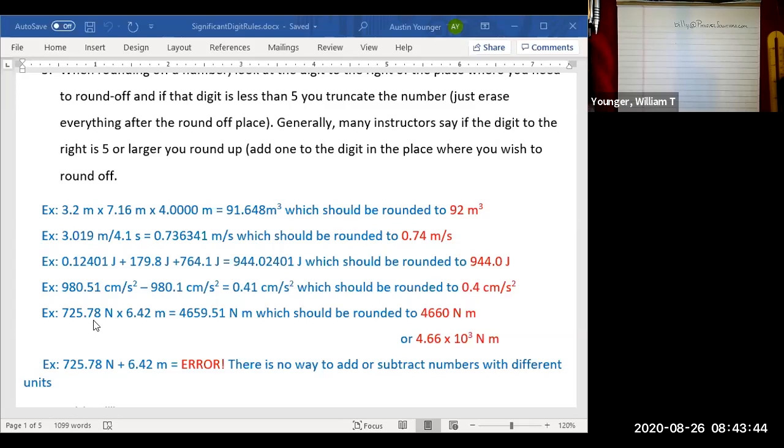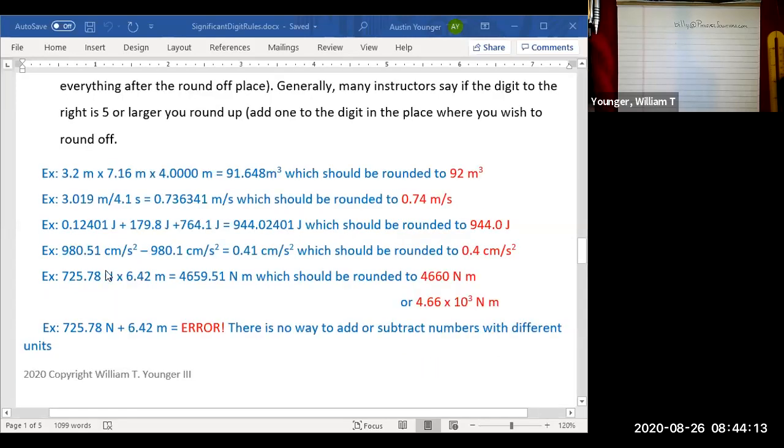Here's 725.78 newtons times 6.42 meters. I get 4,659.51 newton meters, which this having the least number of SigFigs, 3 digits, means I should be rounding this number to 3 SigFigs. Notice technically by our SigFig rules, 4660 is 3 SigFigs, but to remove any ambiguity, you should write 4.66 times 10 to the third newton meters.